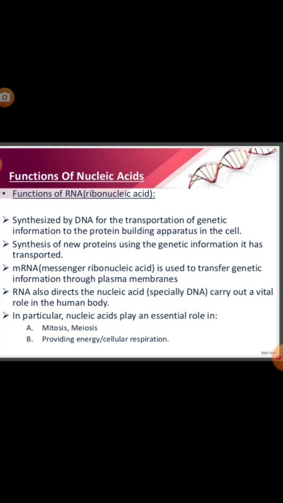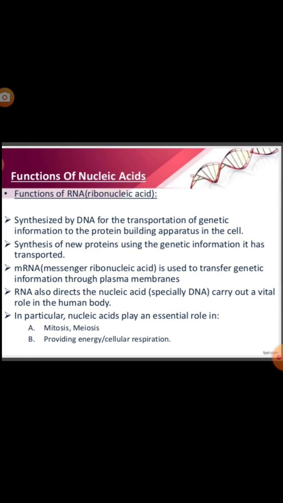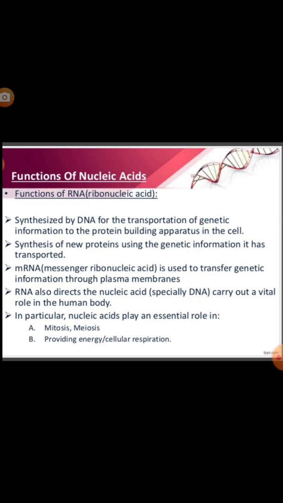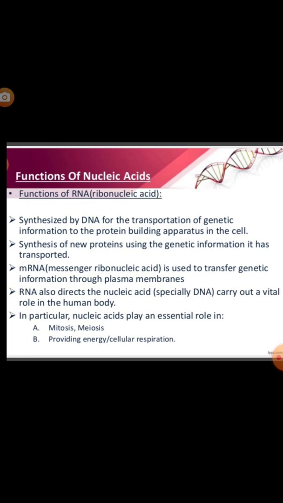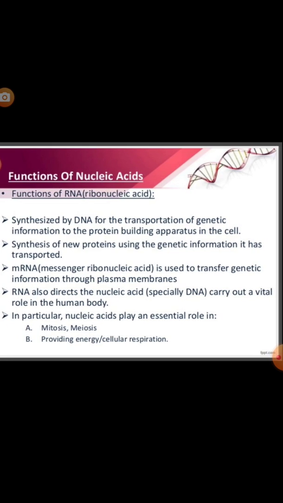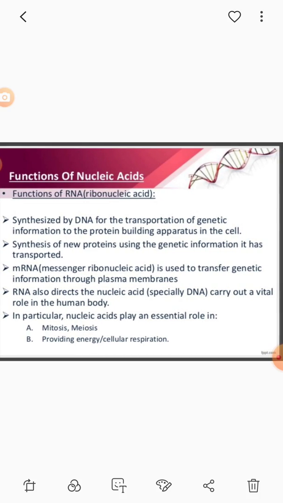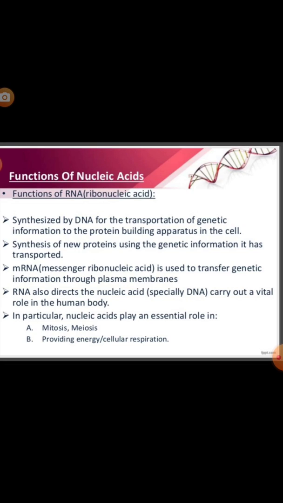Then next, we will talk about the functions of RNA. Ribonucleic acids are synthesized by DNA for the transportation of genetic information to the protein building apparatus in the cell. So RNAs are the main biomolecules responsible for protein synthesis within the cell, synthesizing new proteins by using the genetic information they have transported, as a source for their synthesis.